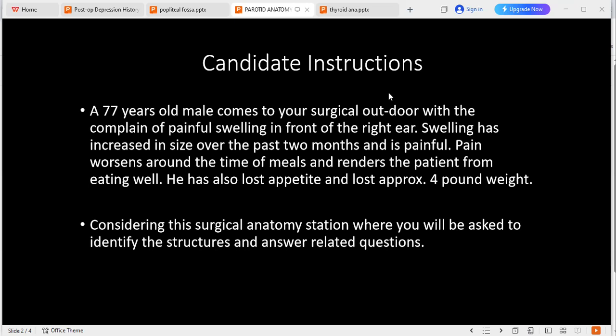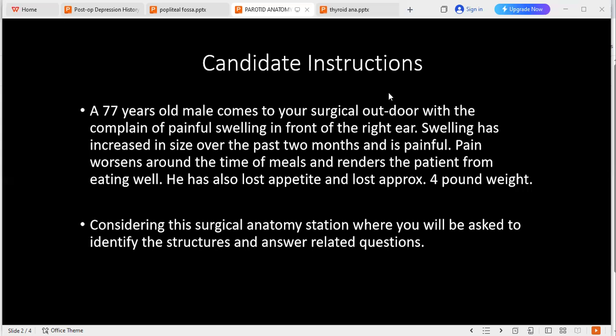Please, if you could tell me the surface anatomy of the parotid duct. The parotid duct is from the angle of the mouth to the tragus of the ear. In the middle third of this line is the parotid duct, opening opposite the second upper molar. Please tell me the blood supply, both arterial and venous, of the parotid gland.